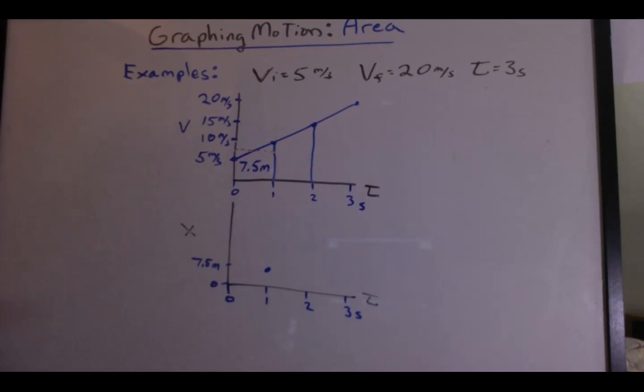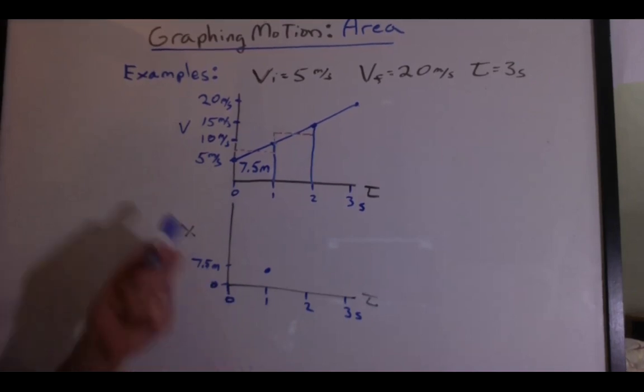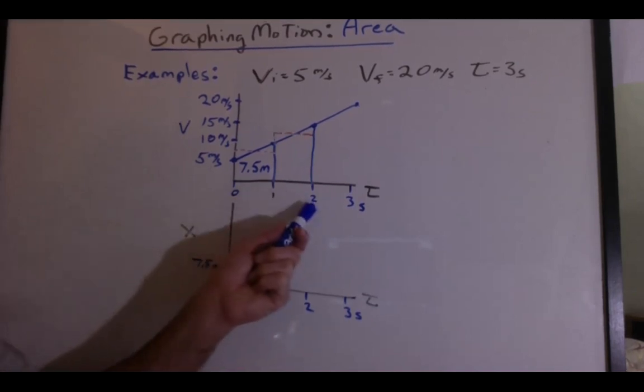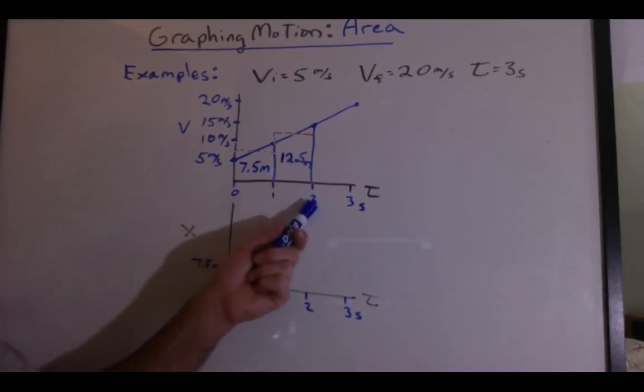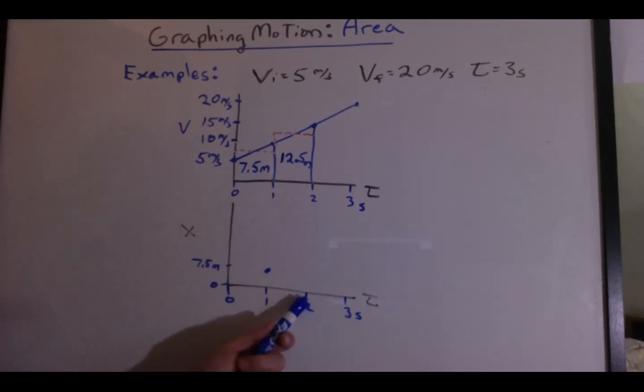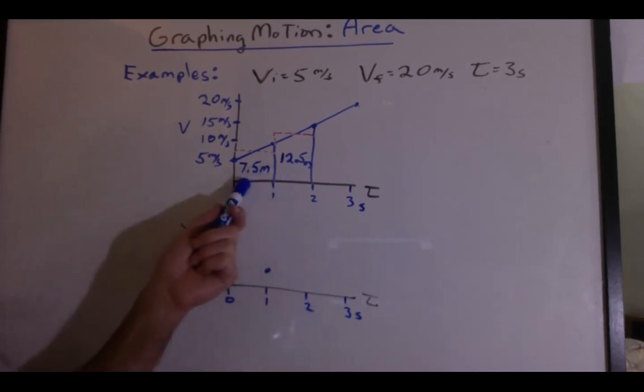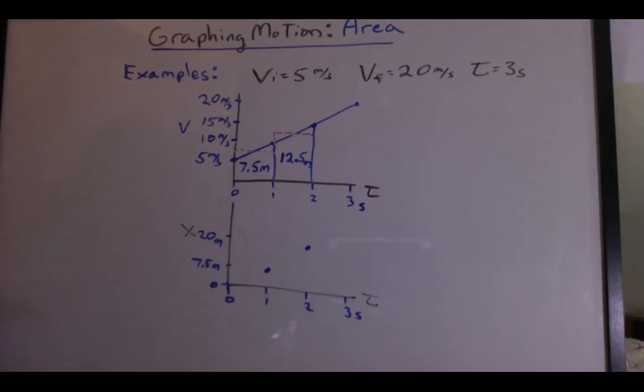So what's my average velocity? 12.5 times 1 second. I traveled 12.5 meters in that interval. So where do I put the dot down here? I have to take 12.5 meters plus 7.5 meters, and I'm at 20 meters.